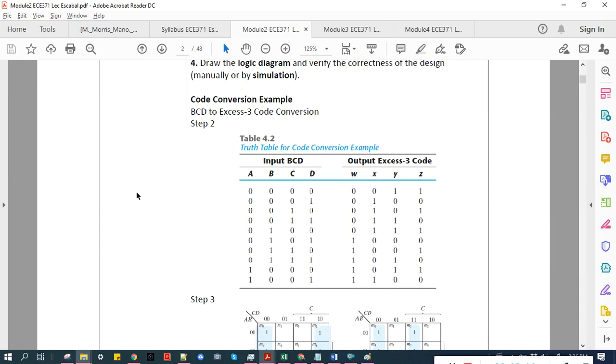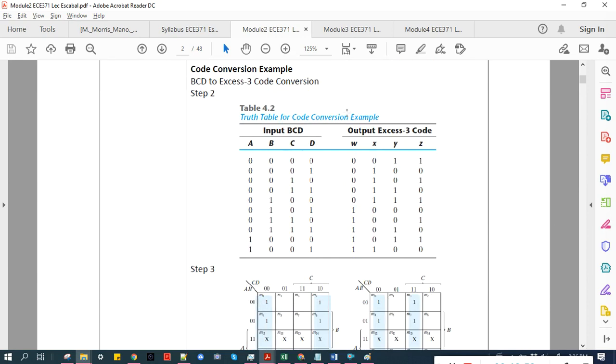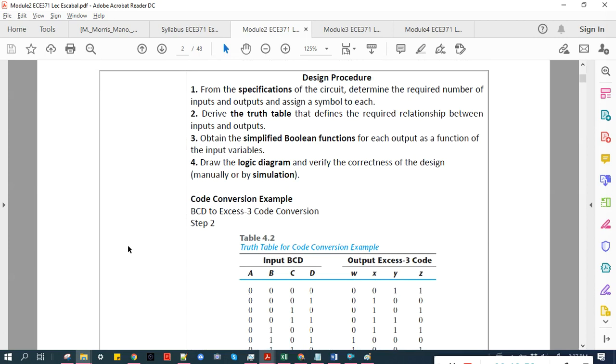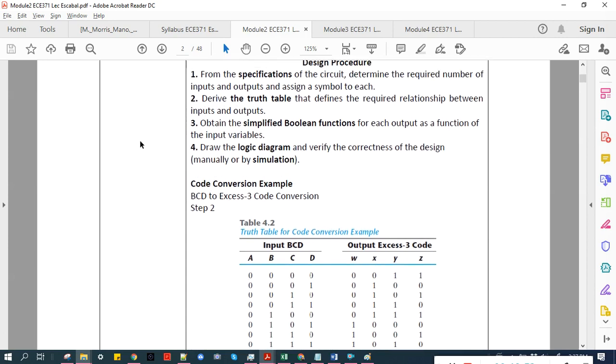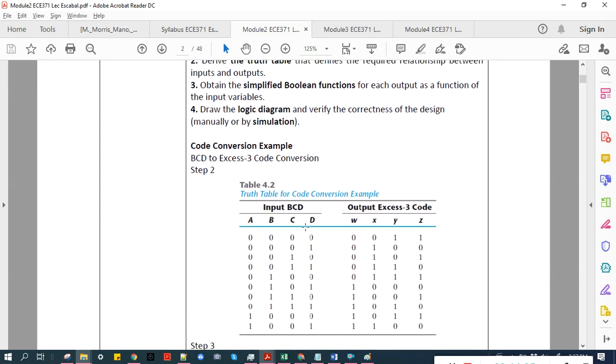Let's just make this discussion fast. So step one, specifications. For example, our specification is to design a BCD to XS3 code converter. We will draw the truth table given the problem. We'll write the inputs and the outputs.